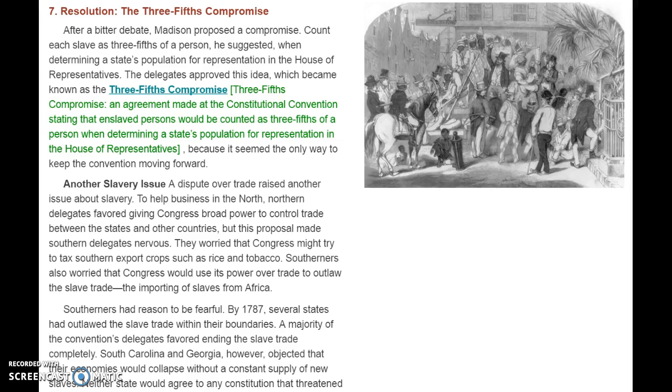Another slavery issue. A dispute over trade raised another issue about slavery. To help business in the North, Northern delegates favored giving Congress broad power to control trade between the states and other countries. But this proposal made Southern delegates nervous. They worried that Congress might try to tax Southern export crops, such as rice and tobacco. Southerners also worried that Congress would use its power over trade to outlaw the slave trade, the importing of slaves from Africa.